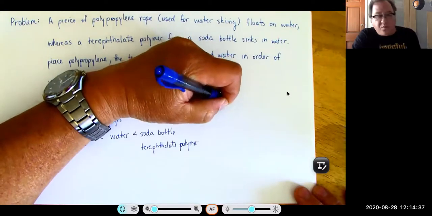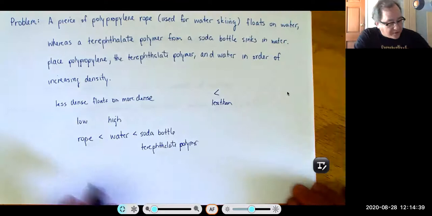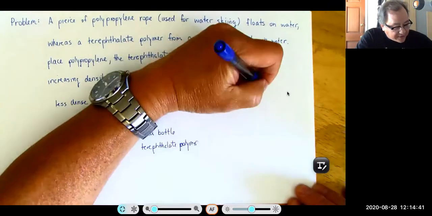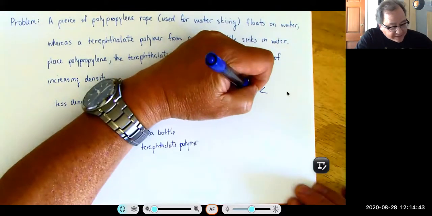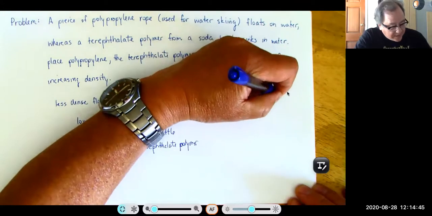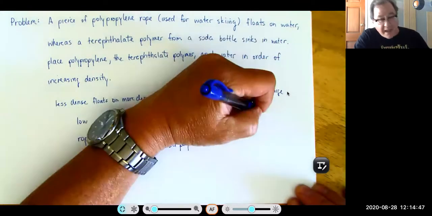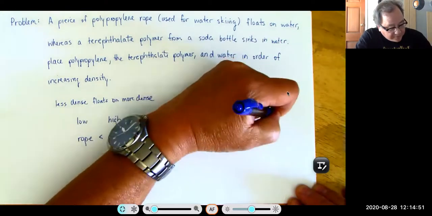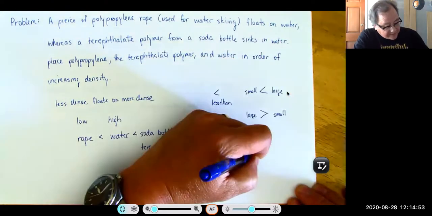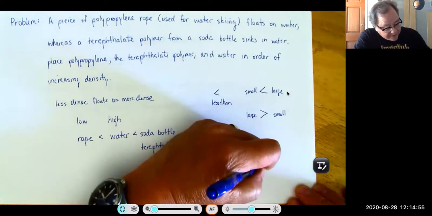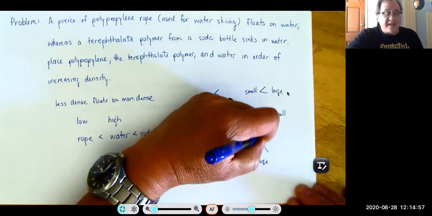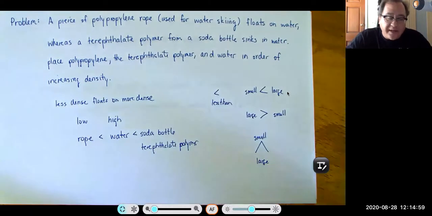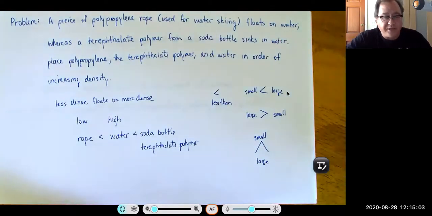And the words don't really matter. What really matters with this symbol is you know that this side is small and this side is large. And if you write the symbol backwards, this is large and this is small. The idea here is the larger opening means the larger side. The smaller opening means the smaller side.